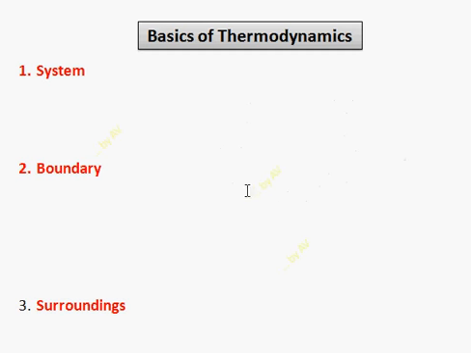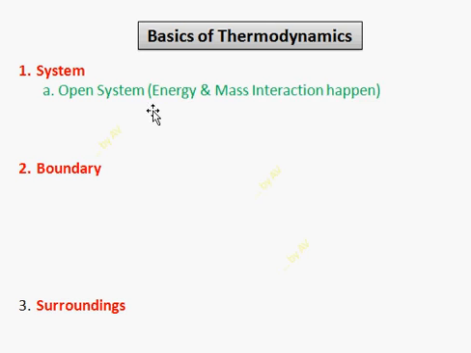Now, going to the classification. A system can be classified. Let us see what that is about. First one, open system. In case of open system, energy and mass interaction happen.